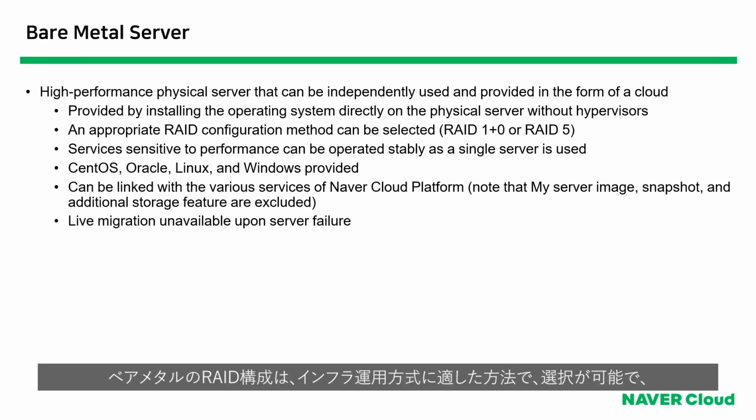The RAID configuration of a bare metal server can be selected with the method suitable for the infrastructure operation method, and RAID 1.0 and RAID 5 configurations are available. Currently, CentOS, Oracle Linux, and Windows are offered as the OS. Bare metal servers can also be linked with various services of NAVER Cloud Platform, just like general cloud servers. However, My Server Image, Snapshot, and additional storage features can't be linked, and the live migration feature is not provided since they are not virtualized servers.